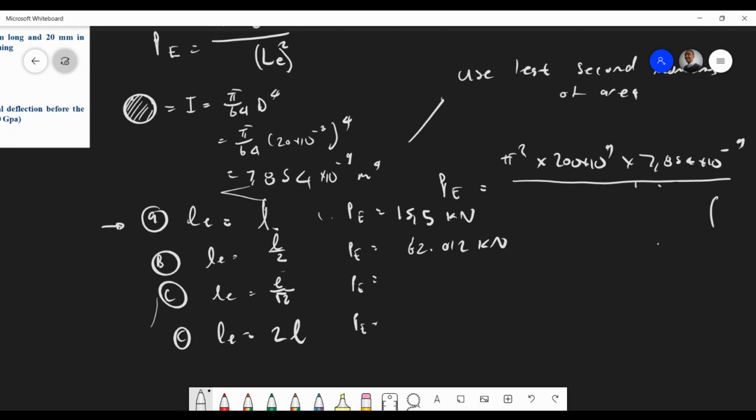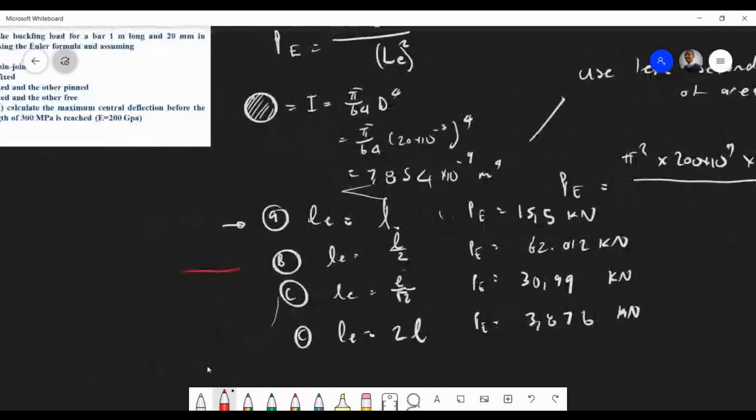So if we look at the next one, that's one fixed and the other pinned. Just get used to the equation: 1 over root 2 squared. Yes, I get 30.99. And then the last one is 2 times the length, right? Which is just 2. That will be 3,876.